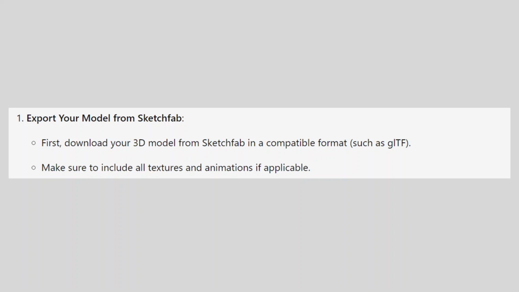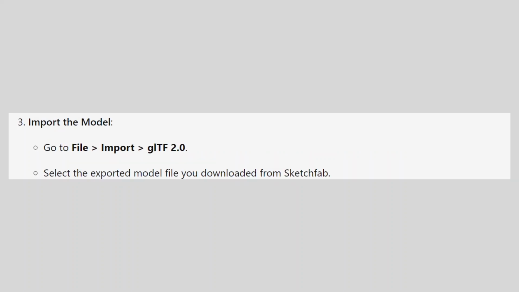First, download your 3D model from Sketchfab in a compatible format. Make sure to include all textures and animations if applicable. Launch Blockbench on your computer. Go to File, Import, glTF 2.0. Select the exported model file you downloaded from Sketchfab.